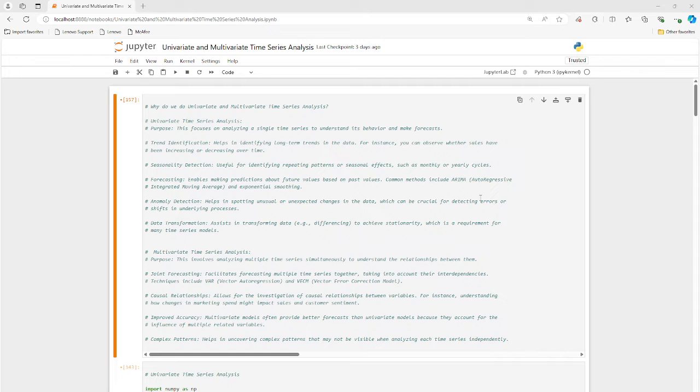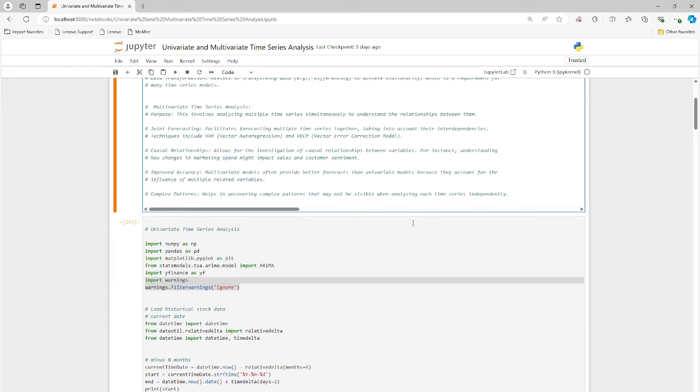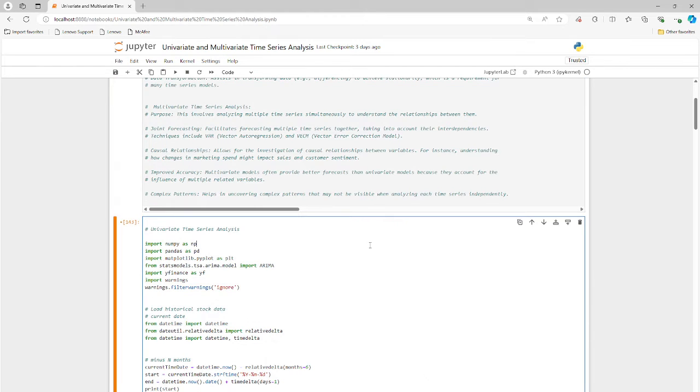So there's multifaceted types of analysis we can do here, and we can extract very useful information from that. Okay, so let's jump into it. We have a univariate time series analysis scenario right here. I almost call it an experiment. I don't know if this is a real experiment per se.